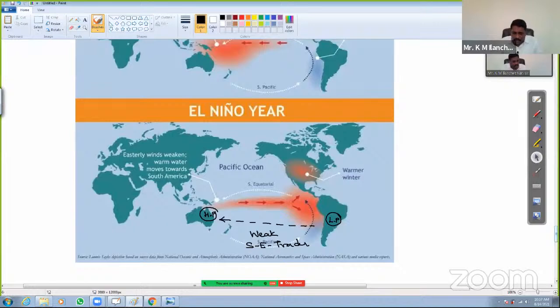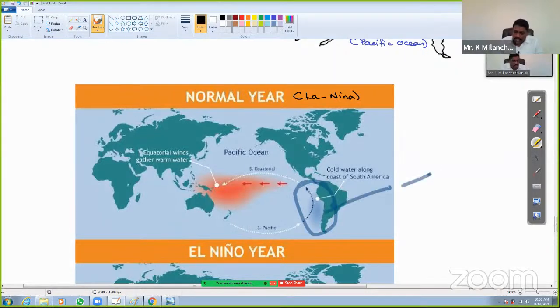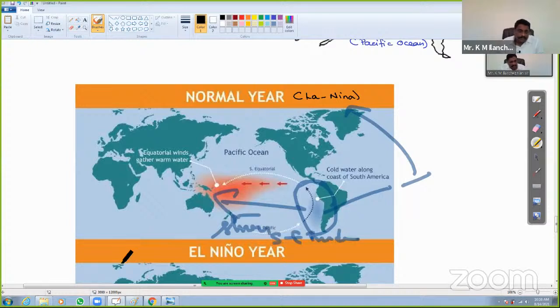Now, what is La Nina? La Nina is nothing but the normal year, my friend. Now, what happens whenever the normalcy returns? Whenever the cold Peruvian current gets re-established over the Peruvian coast, the condition you call La Nina. La Nina establishes a very strong southeastern trade, and the strong southeastern trade will establish a strong southeastern trade of the Indian Ocean and a successful southwest monsoon. So one paragraph about La Nina also you can take.